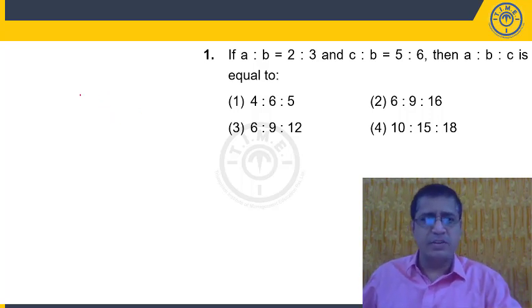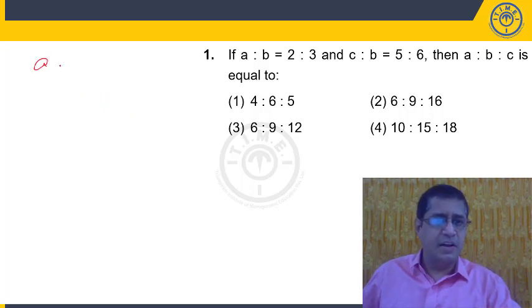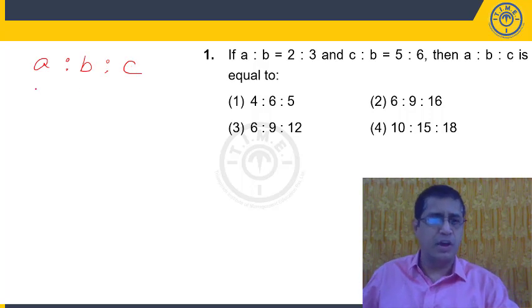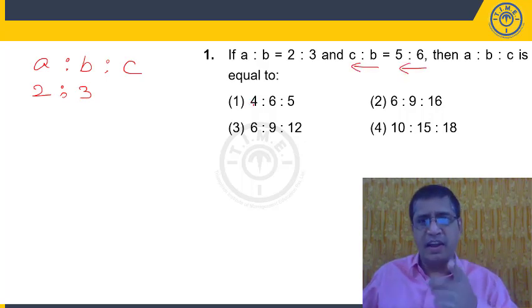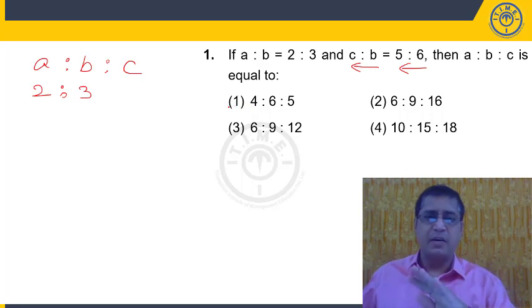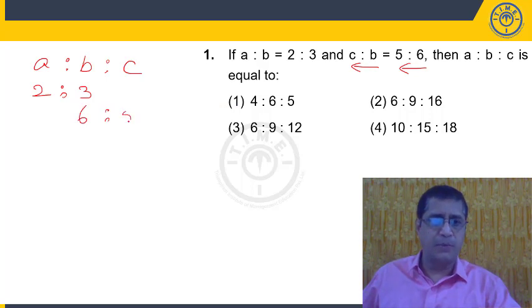Now look at this one. Here the ABC ratio is to be found. A is to B is given as 2 is to 3. Here C is to B is given, so B is to C is just the inverse of it. What is B is to C? It is 6 is to 5.